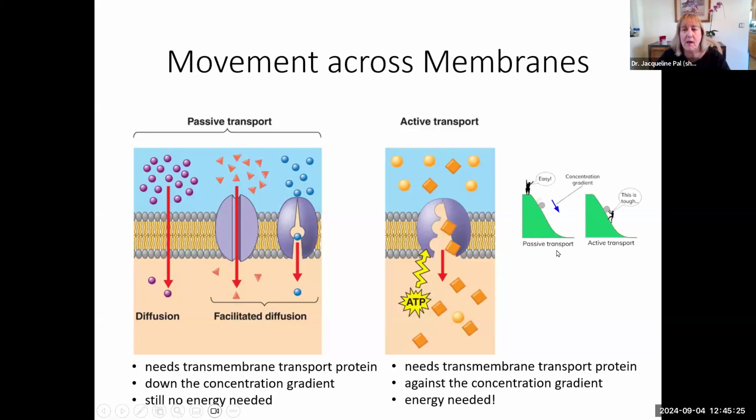So in synopsis, passive transport, super easy, goes down a concentration gradient, no energy required. 2 types. Active transport, in this course, only 1 type. Although in reality, if you ever take human physiology, you'll learn that there's 2 types. It requires the transport protein and goes against the concentration gradient. So it requires a source of energy.